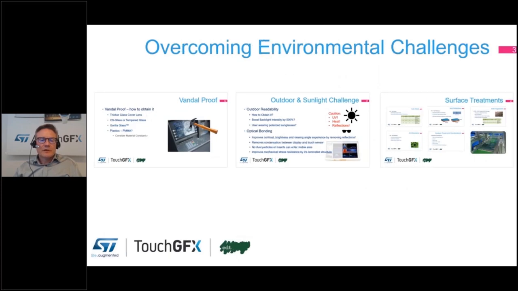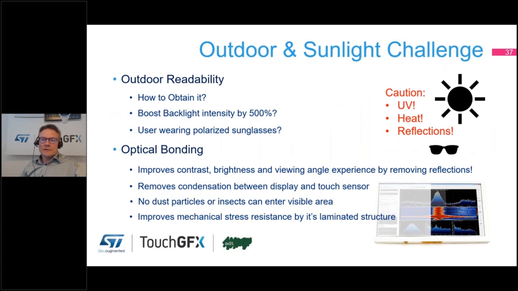And that comes down to the outdoor and sunlight availability, which we have touched on a few times. It's quite important. So when you are outdoors, you have sunlight, you have UV, so be careful of that. Make sure to protect it. Most displays, TFT displays, contain a UV filtering polarizer, so that's fine. However, the paint on your cover glass may not resist UV light very well. And so you will want to use something like a ceramic printed glass, for example, to have a strong solution out there. Then we have heat and we have a lot of reflections. And that is the next topic here. You can obviously boost the backlight intensity 500 times, or whatever, or five times.